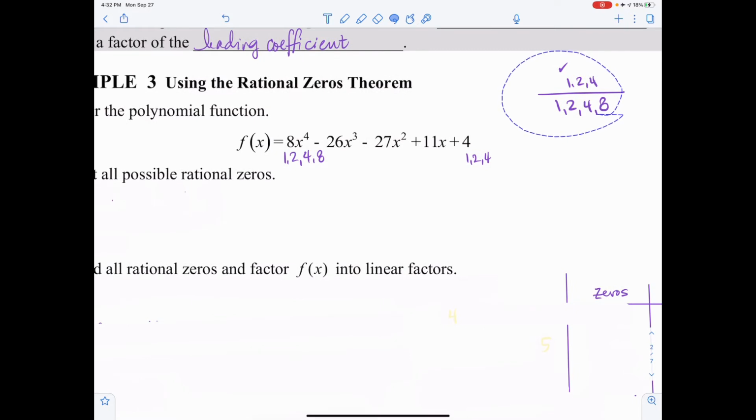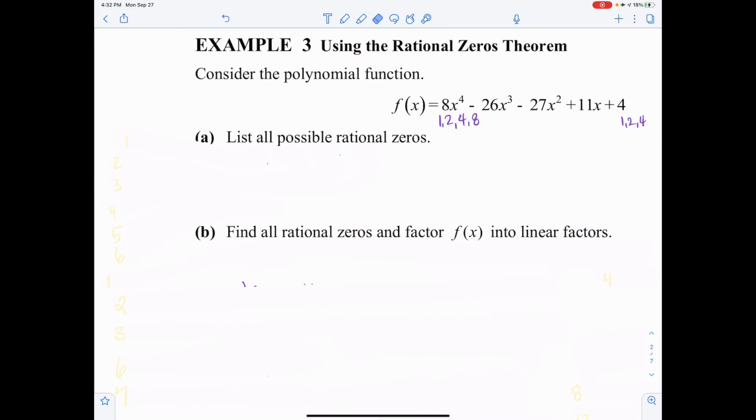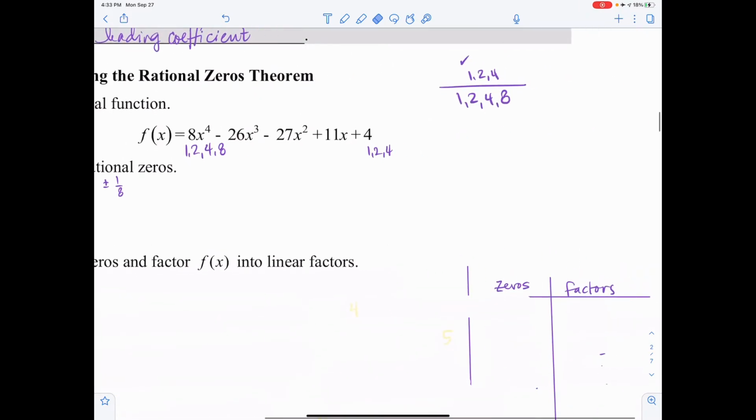All right, so going back to this idea up here, let's do the 1. So 1 divided by 1, 1 divided by 2, 1 divided by 4, 1 divided by 8. And that's the very first line I'm going to have. There's my plus or minus 1 divided by 1, plus or minus 1 divided by 2, plus or minus 1 divided by 4, plus or minus 1 divided by 8. And then I'm going to do the same thing only with the 2's. So 2 over 1, 2 over 2, 2 over 4, 2 over 8.